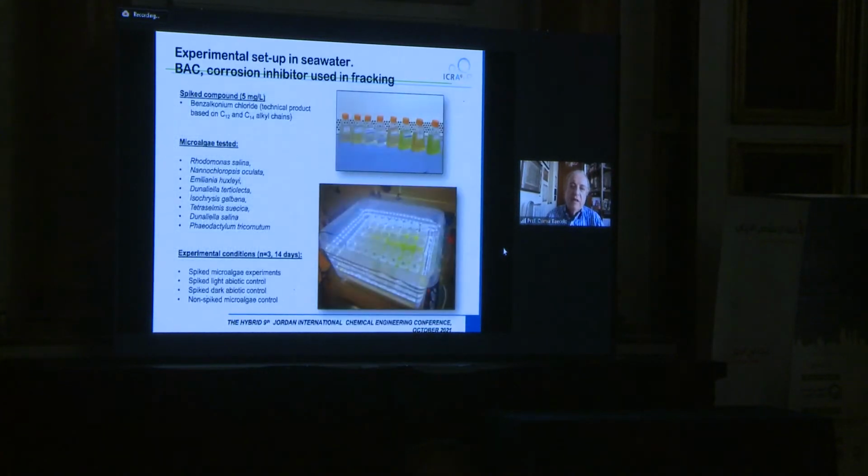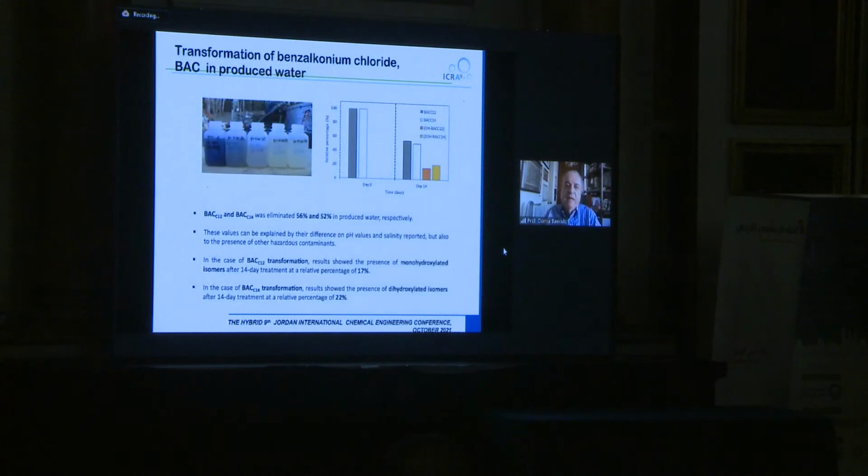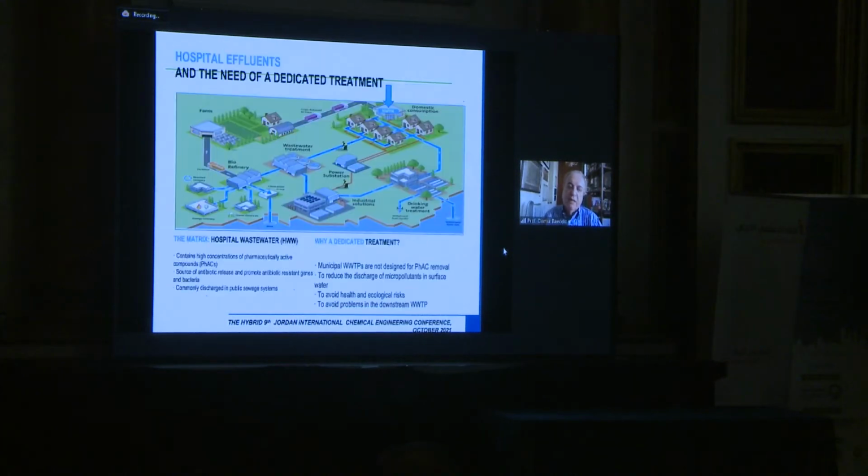These are different types. This is another example that we have been working on with the Norwegians. By the way, as you know, Norway has fracking and an oil industry, which links with my first lecture, the first lecture that we had today. In this particular case, we have been working with them on the elimination of benzalkonium chloride, which is a well-known anti-corrosion agent. We use it in the fracking industry. And this microalgae technology was able to eliminate more than 50% of this chemical, which is now a problem in most fracking operations.